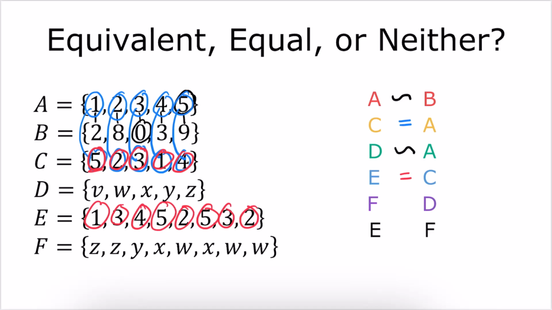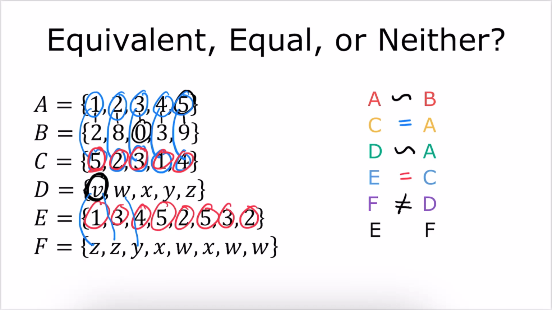And then for sets F and D, these ones would not be equal because D has a V in it, but F does not. And so these would not be equal. And they're also not equivalent because if I were to say, okay, I'm going to have V match up with Z, so it goes with all of the Z's, and then let's say I match up W with Y, I think that's the only Y in there.